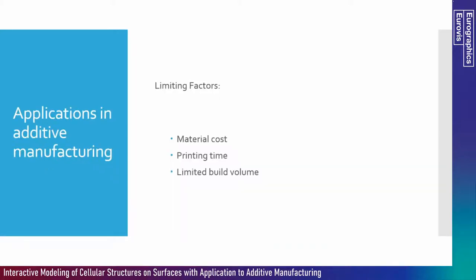Over the last decade, additive manufacturing has become more and more popular. It started as a simple prototyping process and now is a way of rapid manufacturing. What still affects producibility most are material cost, a limited build volume, and printing time, depending on the method used, of course.